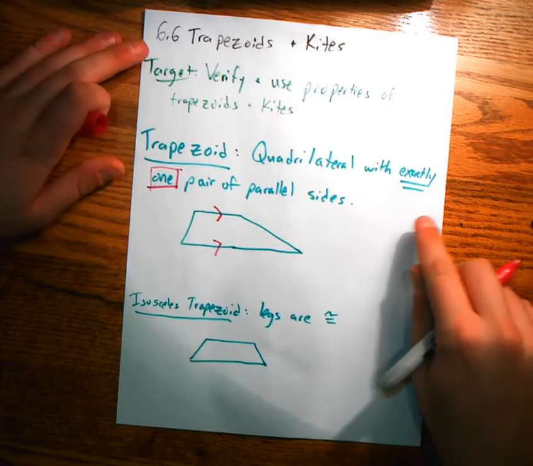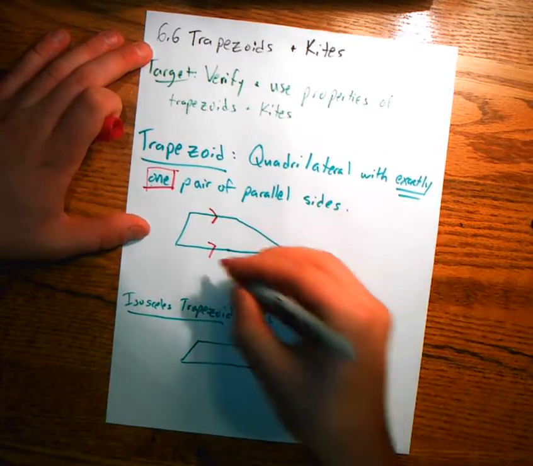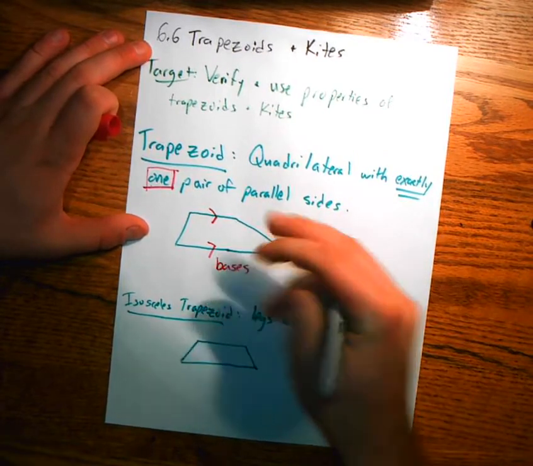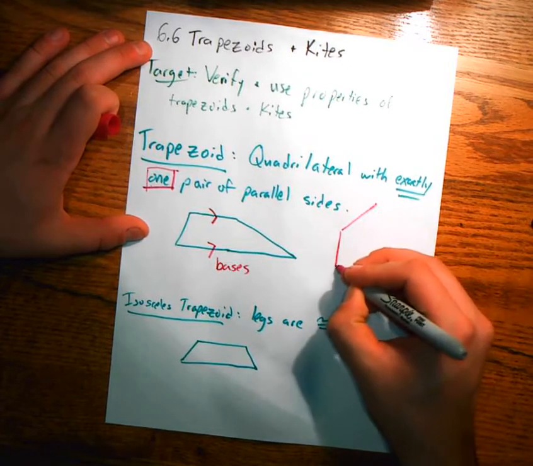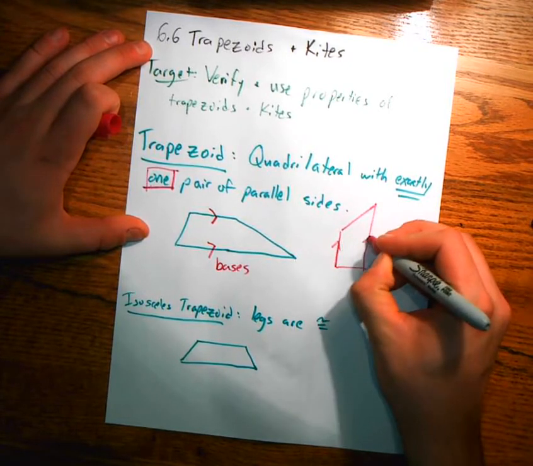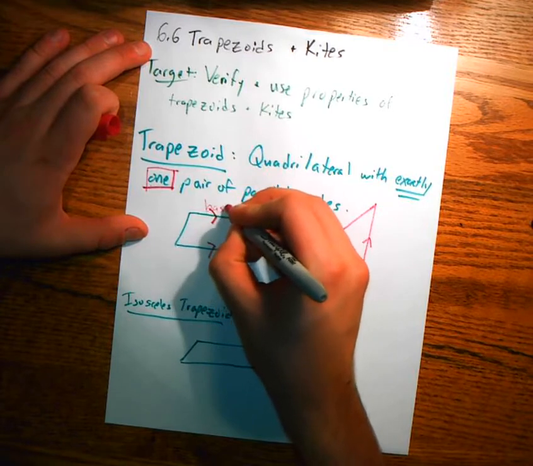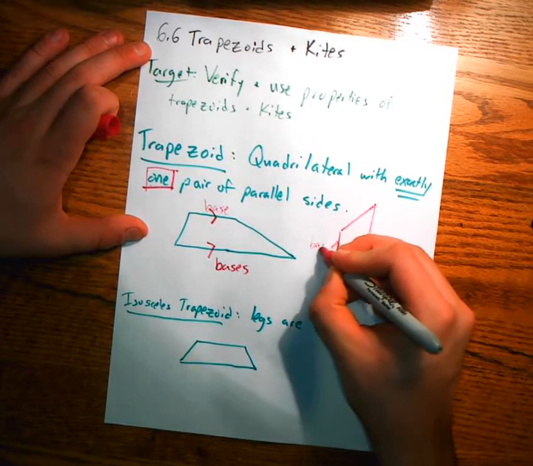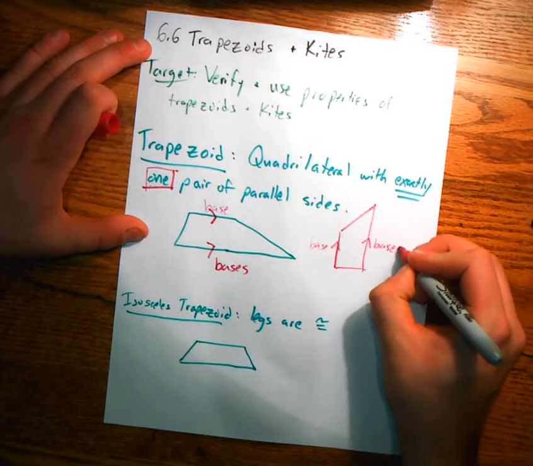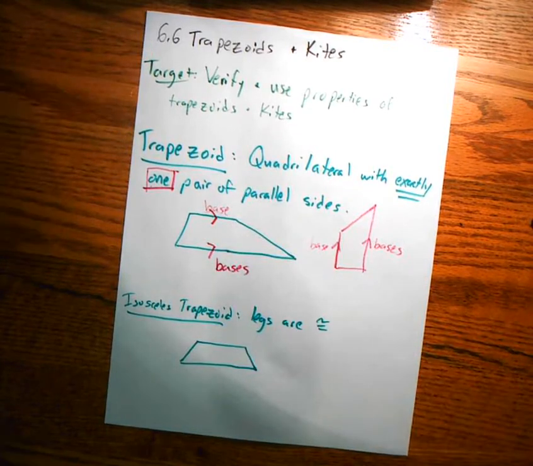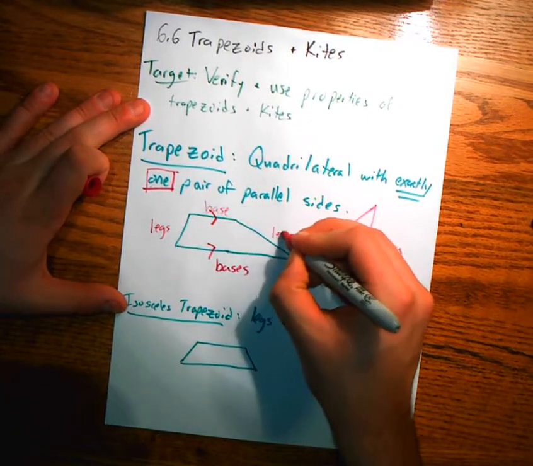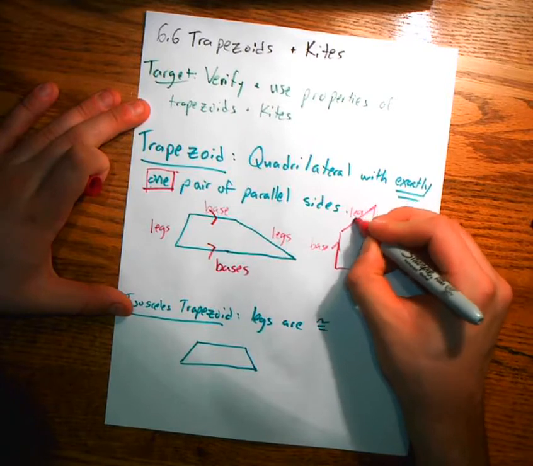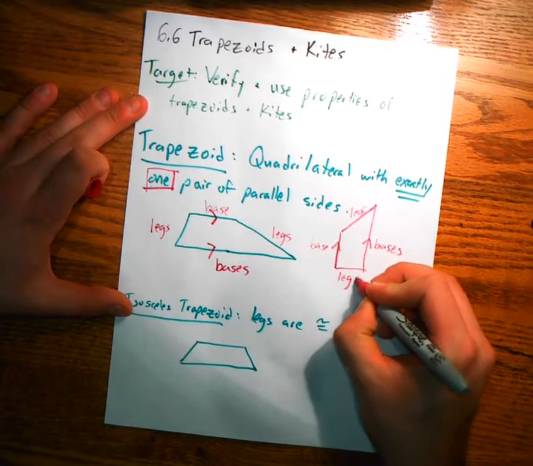So the two parallel sides are called the bases. If this was even flipped around, the parallel sides would still be called the bases. So in most cases you'll see it top and bottom, but the base is the one that's the parallel side. Now the other ones that are not parallel are called the legs. So that would make then the top and bottom sides of this one the legs.